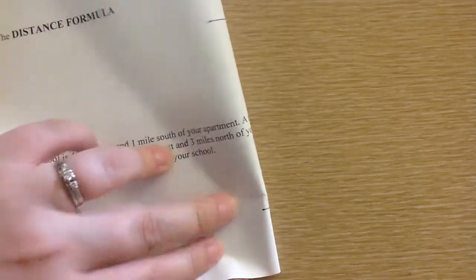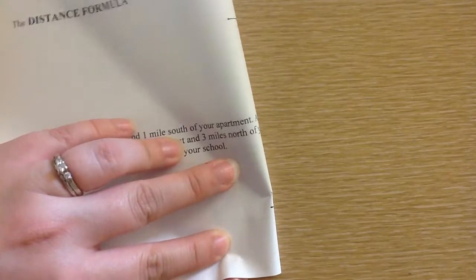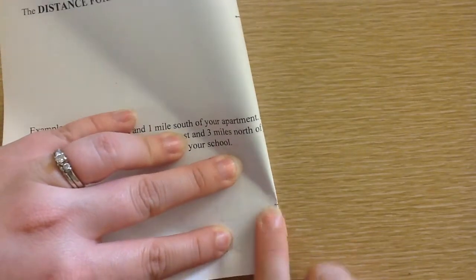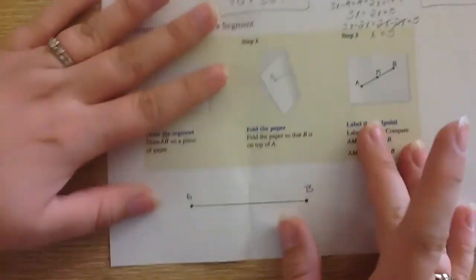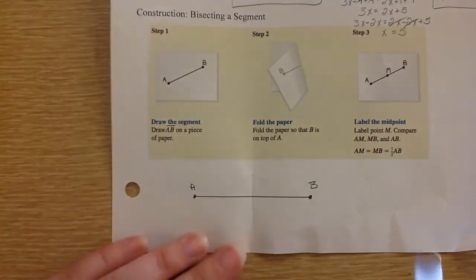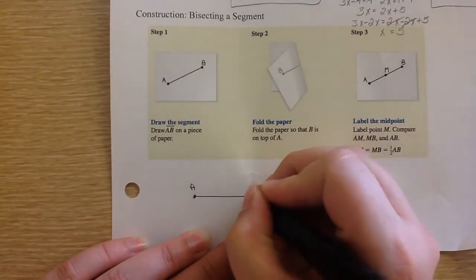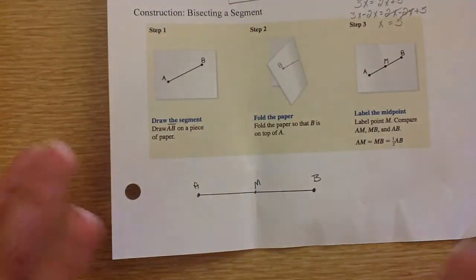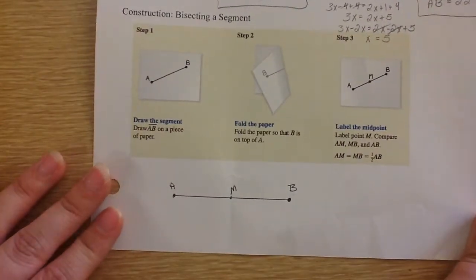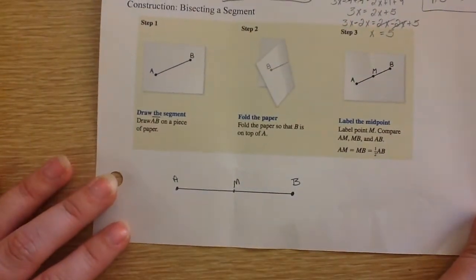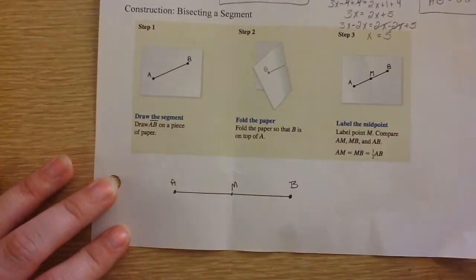You place A on top of B, crease it, and there is your midpoint. There's my midpoint right there, M. Okay. Not anything much to it. Tracing paper sometimes helps because it's a little thinner and easier to see through.